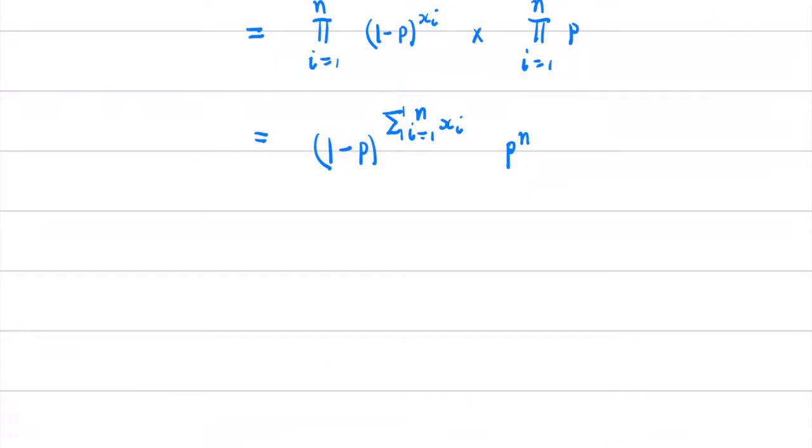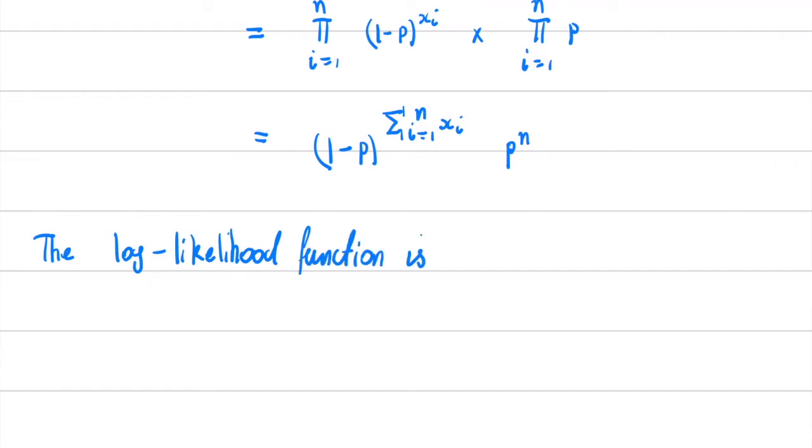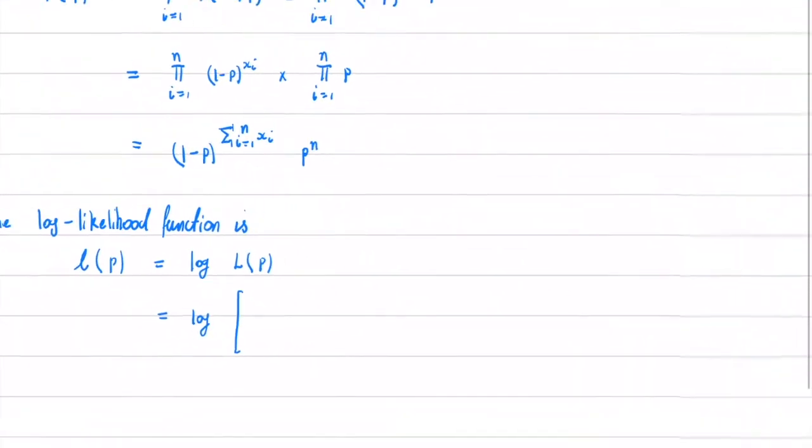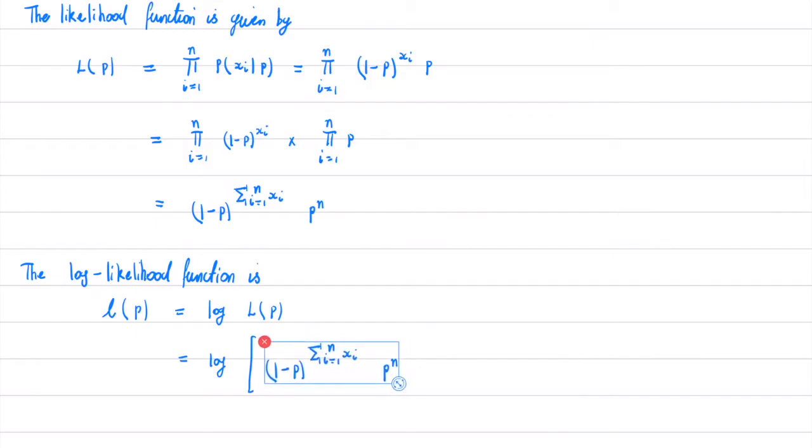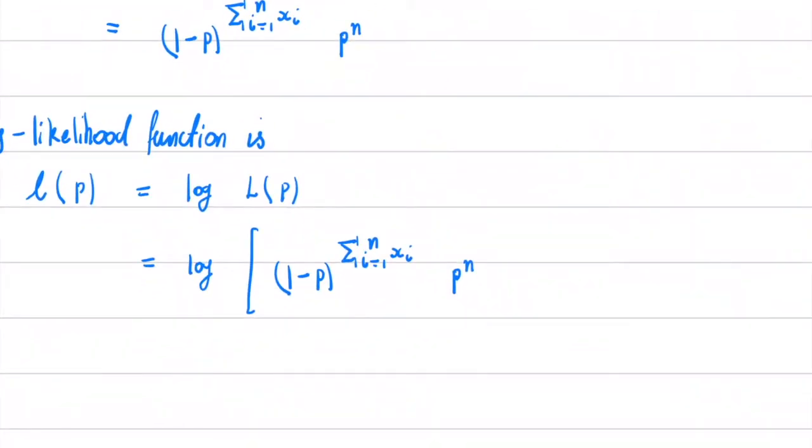And this is in fact our expression for the likelihood function. So now we're going to find the log likelihood function. So by definition we'll call it lowercase l of p, which is equal to log L of p. So it's log of the likelihood function, so I'm going to copy our expression down below here, and then just close that bracket off.